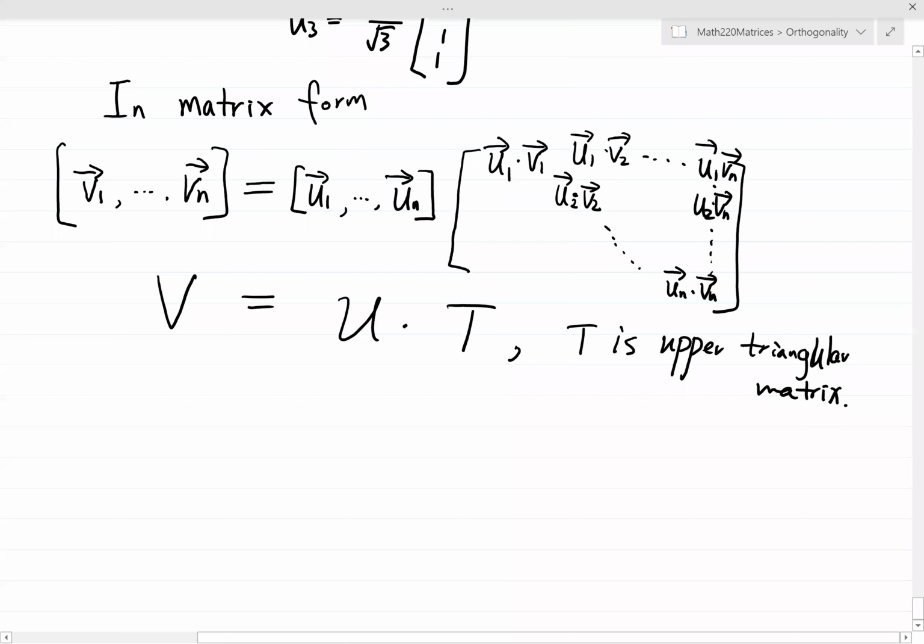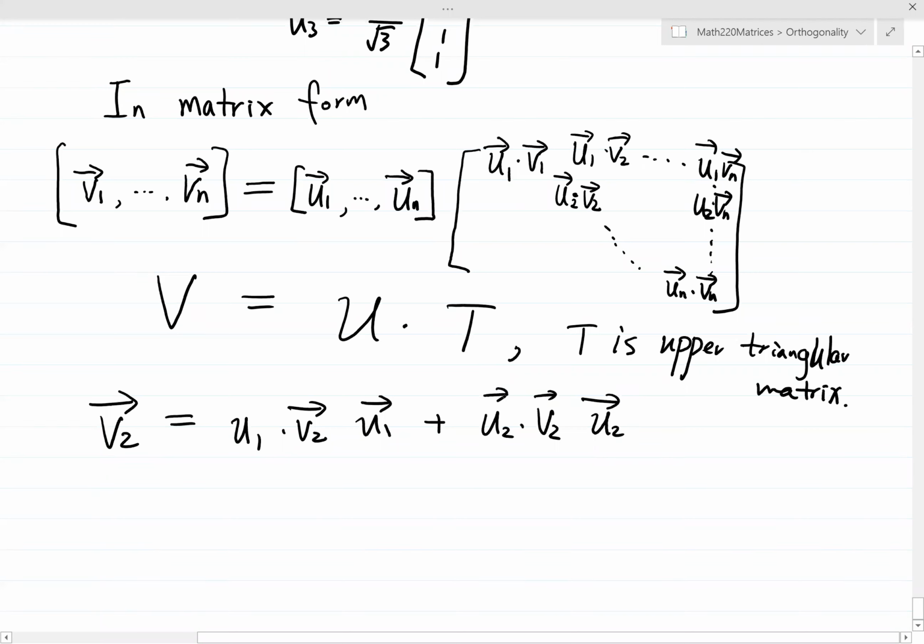For instance, let's write V2. Use the column picture. This will be U1 times (U1 dot V2) plus U2 times (U2 dot V2), etc.